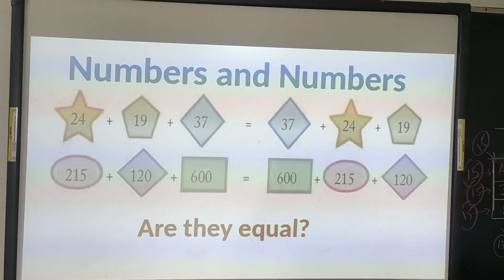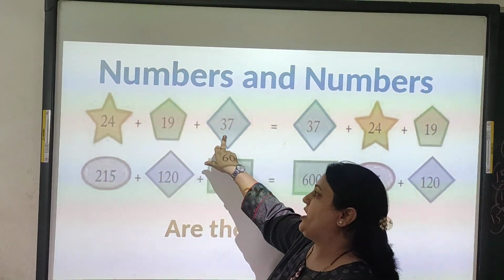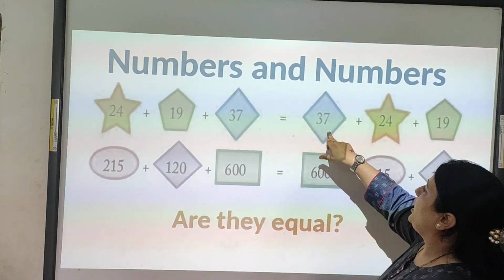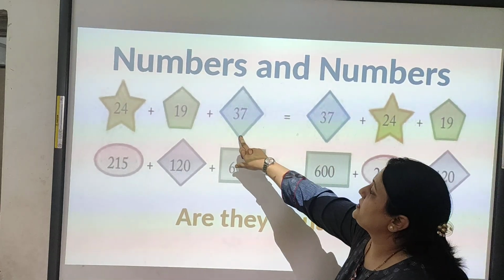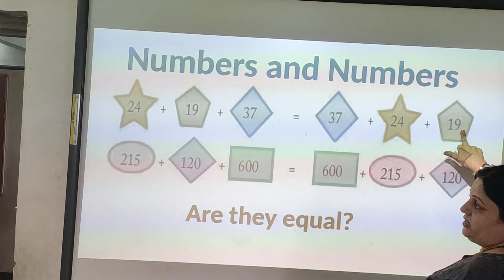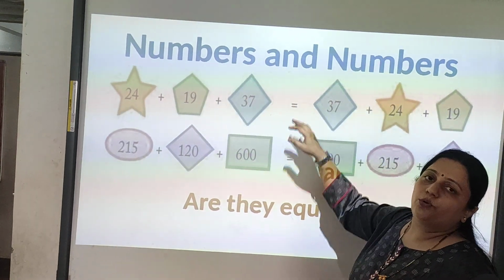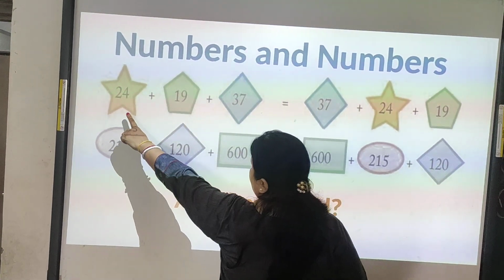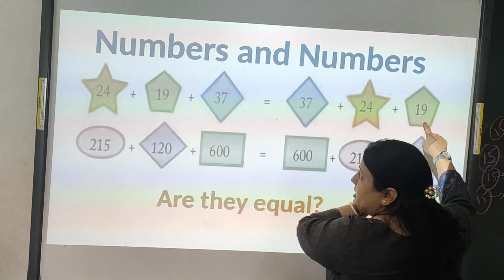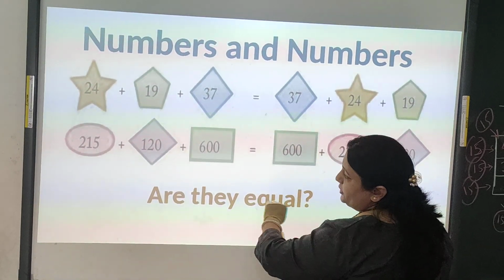Numbers and numbers. See here children. This is a star, this is a pentagon, this is a square. Few numbers are written in each figure. Equal to, again the same figures are there. See, this square along with the same number here, this pentagon along with the same number here, and this star along with the same number here. Numbers are the same, figures are the same, only places are changed. Star was in the first place, now it is in the middle place. Pentagon was in the middle place, it is at the last. And square was at the last place, it is in the first place. Same in the downside figure also.